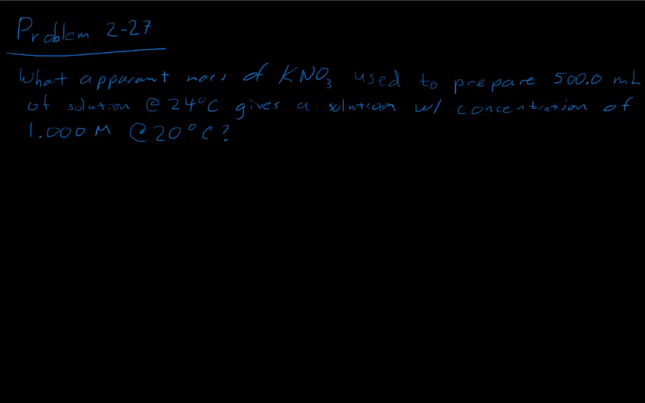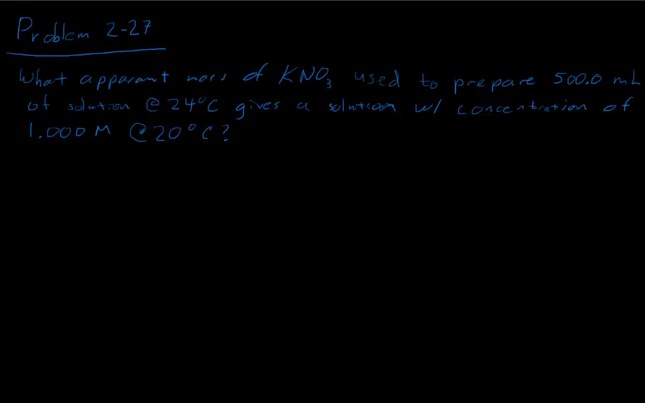solution at 20 degrees, but the lab and the water temperature is at 24 degrees Celsius at the time you prepare the solution. How many grams of solid potassium nitrate with a density of 2.109 grams per milliliter should be dissolved in a volume of 500.0 milliliters at 24 degrees Celsius to give a concentration of 1.000 molar at 20 degrees Celsius? And what is the apparent mass of potassium nitrate weighed in air is required?